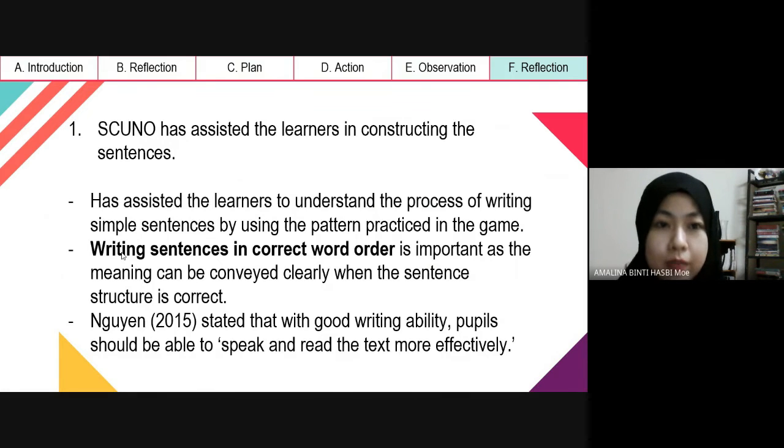It is shown that Scuno has assisted the learners in constructing the sentences. It has assisted the learners to understand the process of writing simple sentences by using the pattern practiced in the game itself. Writing sentences in correct word order is important as the meaning can be conveyed clearly when the sentence structure is correct. Nguyen in 2015 stated that with good writing ability, pupils should be able to speak and read the text more effectively. So, it is related with other skills as well.